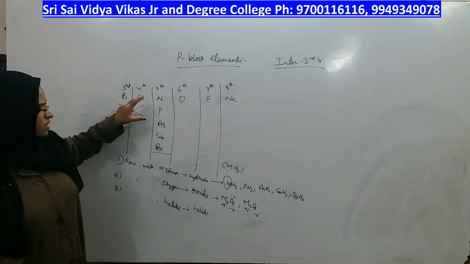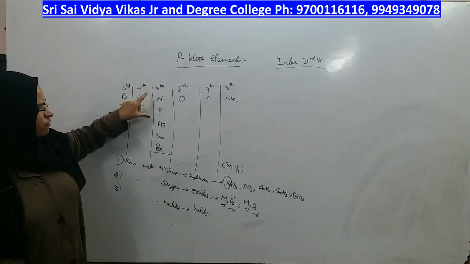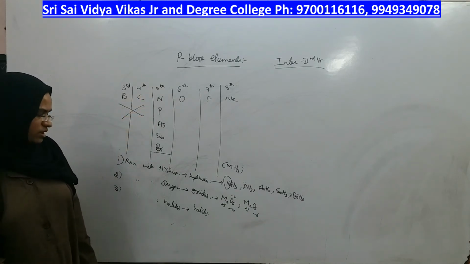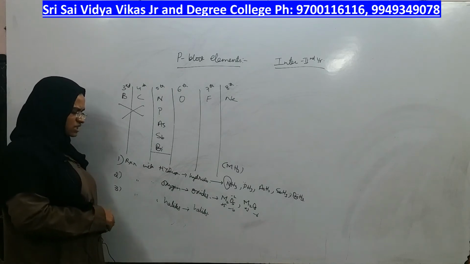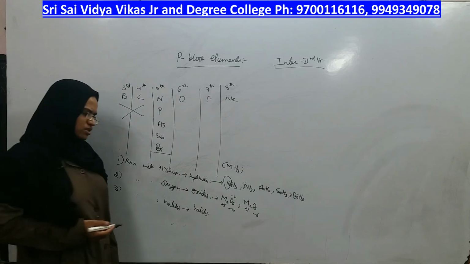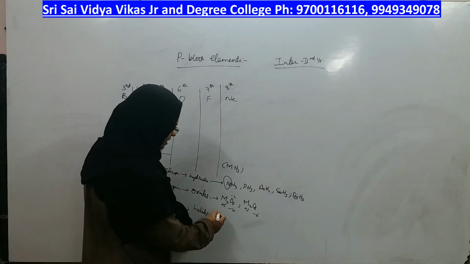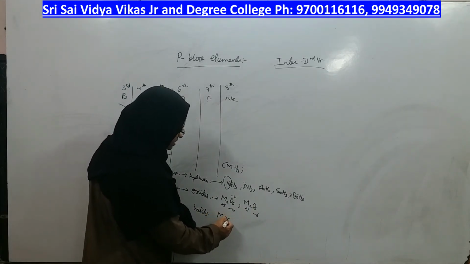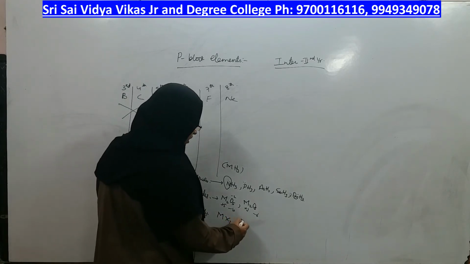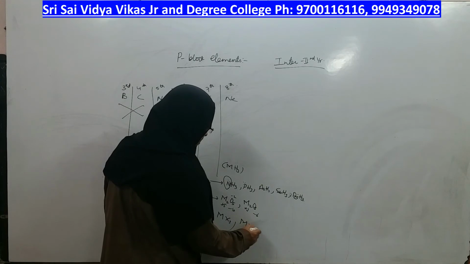Therefore, trioxide of top elements are unstable, trioxide of bottom elements are stable, right? Now, going to the next is their reaction with halogens. If they react with halogens, they form halides. Which type of halide do they form? MX3, that means trihalide, or MX5, which means pentahalide.